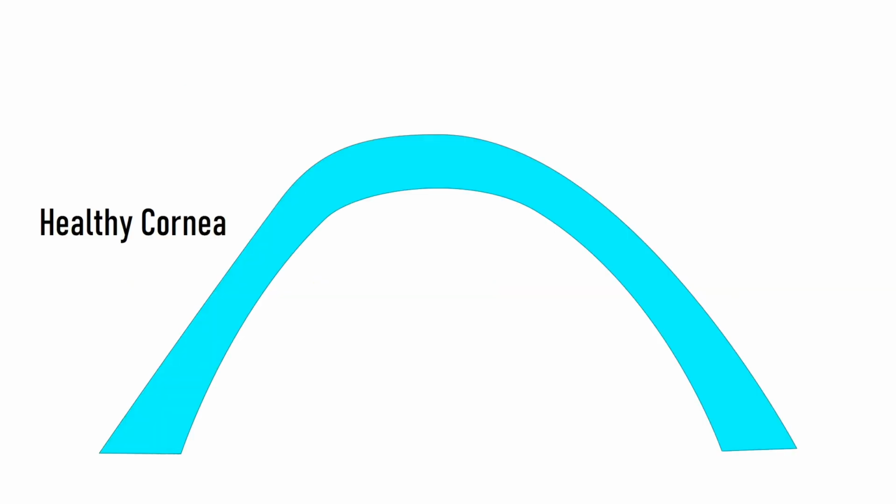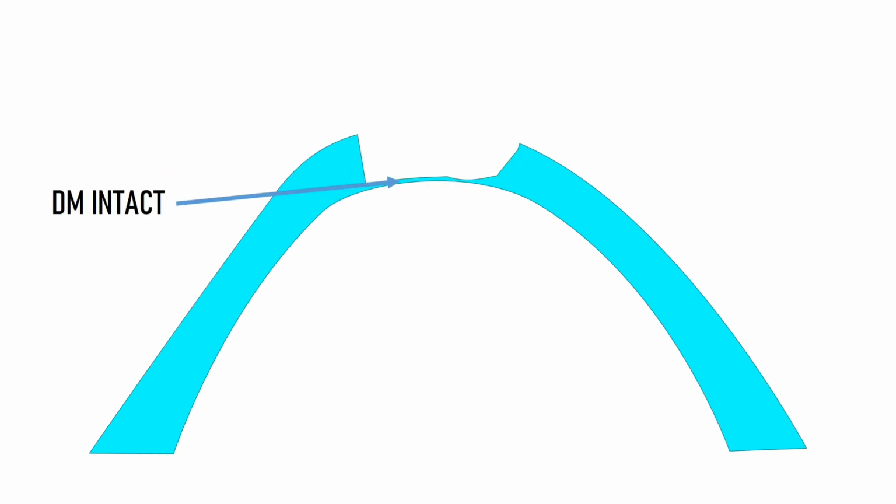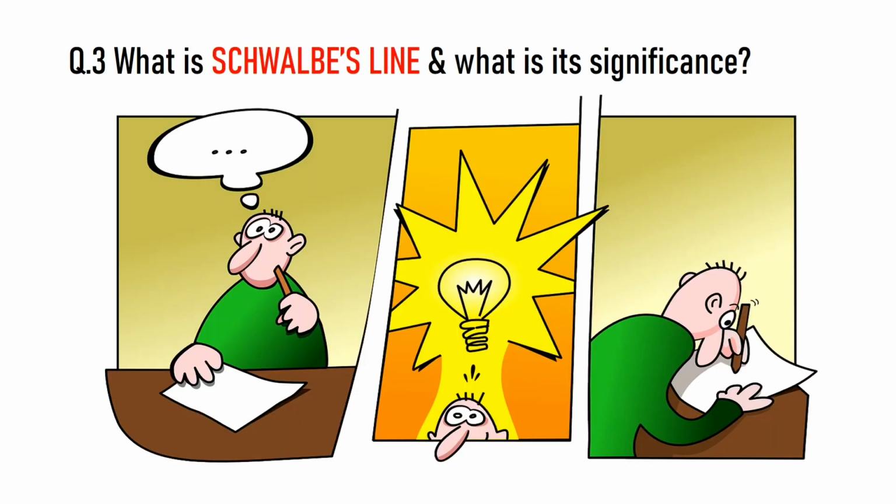This is a healthy cornea and this is what happens during corneal ulceration. These are corneal infiltrates that eat up all the anterior layers of cornea, but sometimes Descemet's remains intact. Due to intraocular pressure exerted by aqueous humor present in the anterior chamber, Descemet's membrane bulges out and forms a descemetocele. Time for question number 3. What is Schwalbe's line and what is its significance?